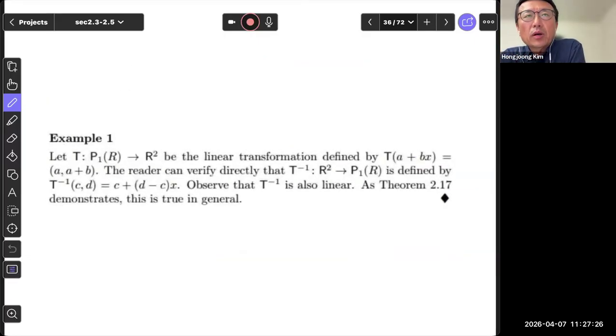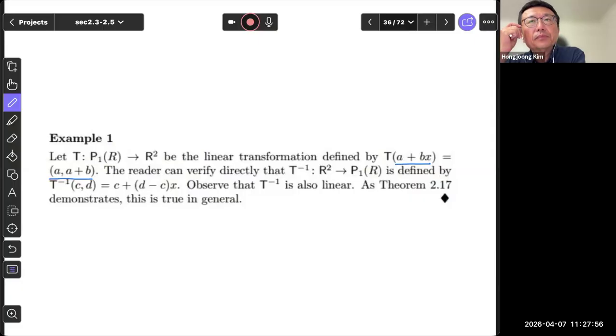So in example 1, we have a mapping T from P1 to R2 space. P1 is the space of polynomials of degree 1 or less, so any general vector in that space will be of the form A plus Bx. Let me map this vector A plus Bx to the pair A and A plus B in R2 space.